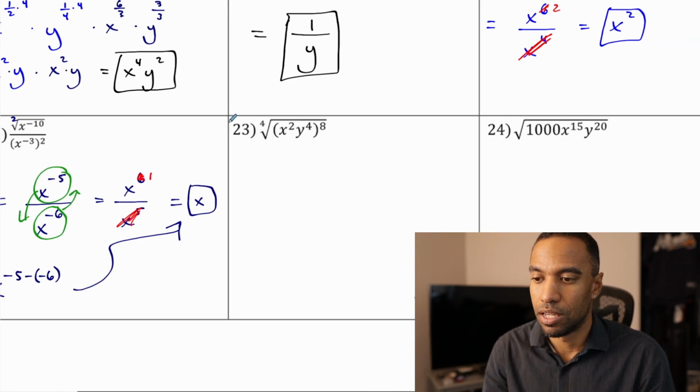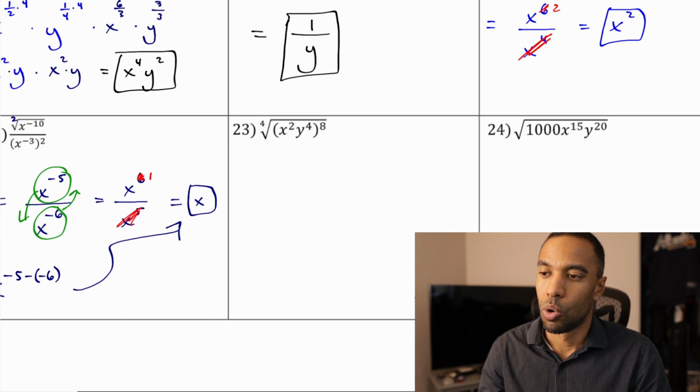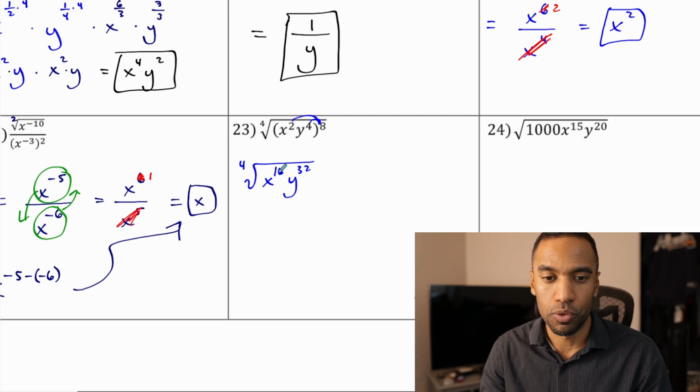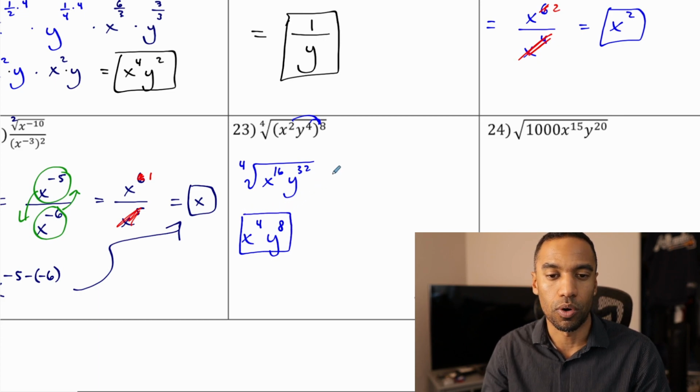Okay, number 23. Again, multiple ways to look at it. Let's look at those multiple ways. One way is to maybe just work from the inside right here, and you can take 8 to these powers, which means you're multiplying 8 by 2 and 8 by 4, and you'd get the 4th root of x to the 16th times y to the 32nd power. Then that 4th root says we're going to take each of these exponents right there and divide them by 4, right? So you'll end up getting x to the 4th times y to the 8th. So that ends up being the final answer, and that's one way of going about it.